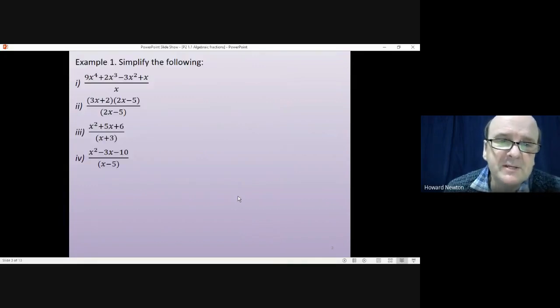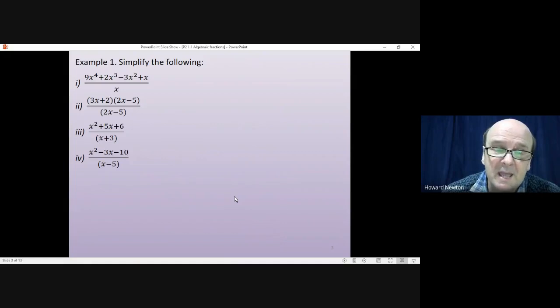Okay, let's go straight into some examples. So 4 questions. We're wanting to simplify these fractions. That means we need to divide the top and the bottom by the same algebraic expression. That could just be x, or it could be a factor in brackets. Okay, I'll let you have a go at these yourself first. So pause the video, have a go, and then come back to me again when you're ready.